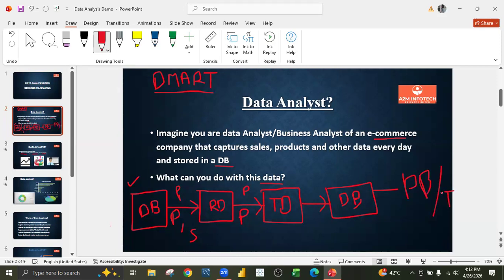One thing I need to tell you: in the real world, 90% of professionals are using Power BI. Why? Because it is easy to understand. Tableau is also used, there is no doubt about that, but for Tableau you should have good, strong knowledge of the tool, and it is a little bit difficult to understand. That's why people are using Power BI. So this is the entire workflow of a data analyst in the real world.